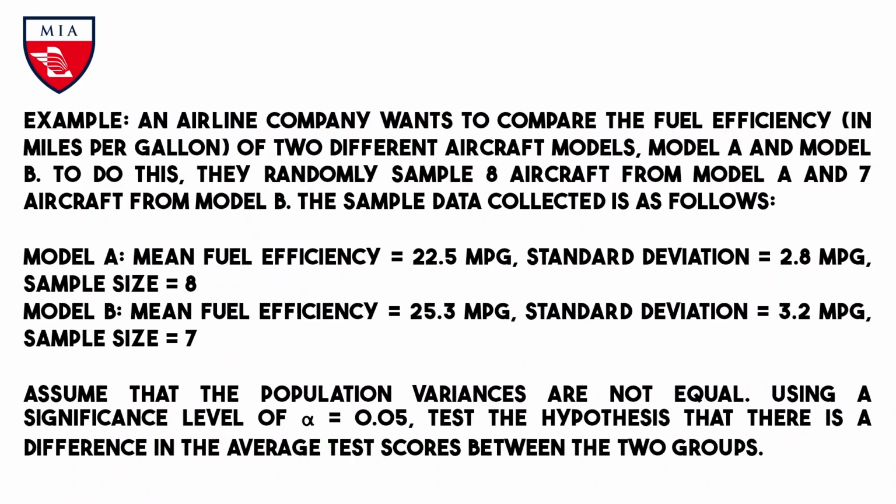Next example. An airline company wants to compare the fuel efficiency, in miles per gallon, of two different aircraft models, Model A and Model B. To do this, they randomly select a sample of 8 aircraft from Model A and 7 aircraft from Model B. So our N1 is 8 and our N2 is 7. The sample data collected is as follows.